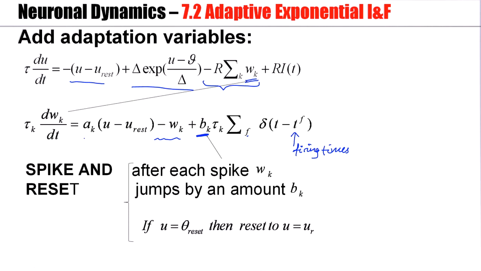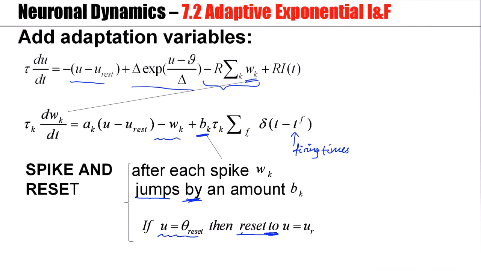Now, in the general case, we have already said that after each spike, the W variable jumps by an amount b k. As in the simple exponential integrated fire model, at each spike, and the spike is detected if the voltage reaches the threshold, after each spike, we reset to a new initial value, u r. Note that this is reset to, while this is jumps by. It makes a difference, as we will see in the following.